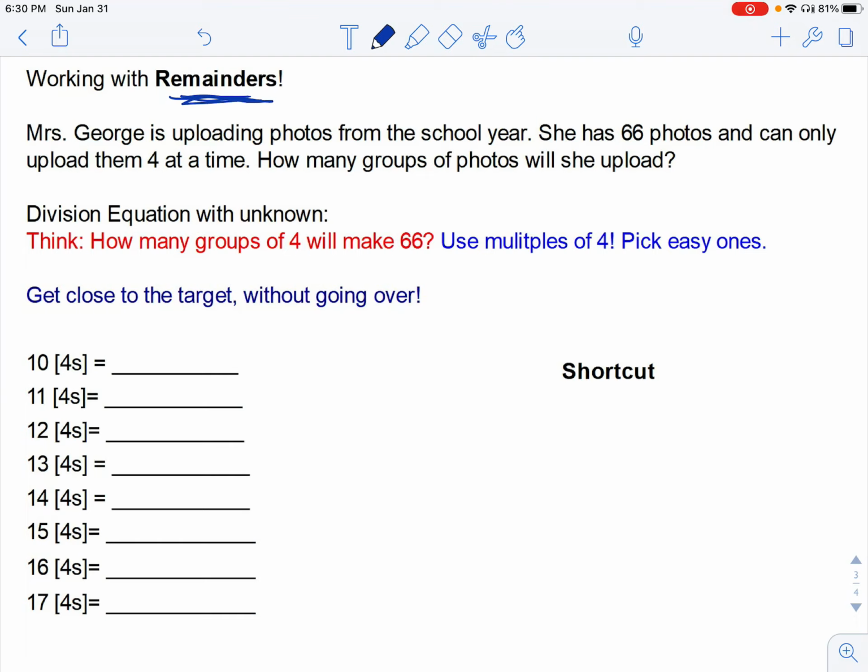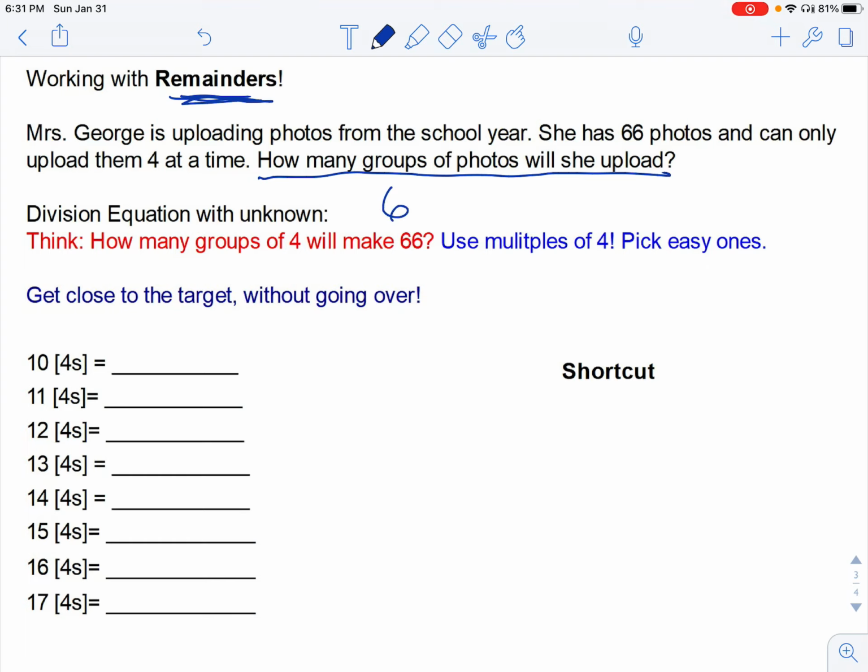Mrs. George is uploading photos from the school year. She has 66 photos and can only upload them 4 at a time. How many groups of photos will she upload? So underline our question. How many groups of photos will she upload? What would your division equation with unknown be? Pause if you need to think about it.